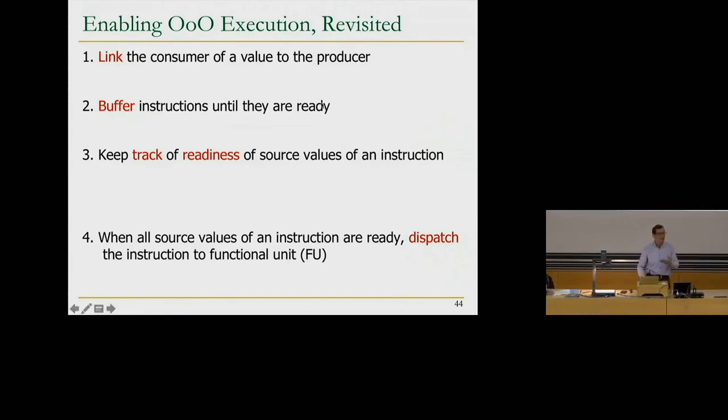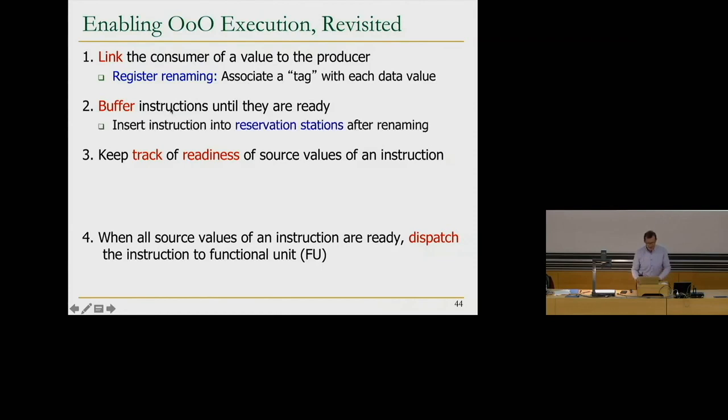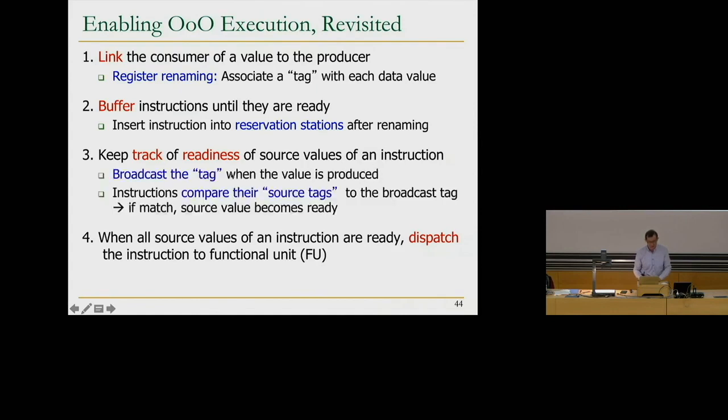But let's recap some of the key concepts. Basically, how do we enable out-of-order execution? We need to link the consumer of a value to the producer, and we do this through register renaming. We associate a tag with each data value, and the tag is now the physical register ID. And then we buffer the instructions until they're ready by inserting them into the reservation stations. We keep track of the readiness of the source values of an instruction in the reservation station. We broadcast a tag when the value is produced. Instructions compare their source tags to the broadcast tag, and if matched, the source value becomes ready. And at that point, they can take the physical register ID that they're waiting for and go access the register file and get the value from there for both of their source registers.